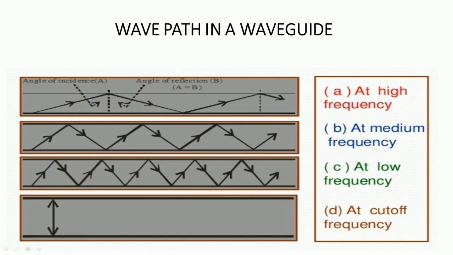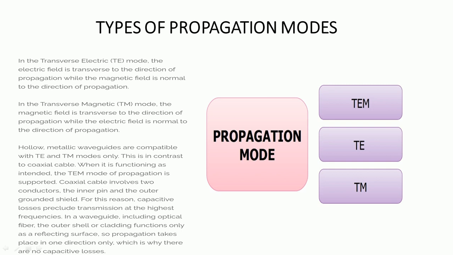This is a very clear part of the analysis: this is the angle of incidence and this is the angle of reflection. At this point it is getting reflected. So at high frequency, how the wave travels, at medium frequency how the wave travels, at low frequency how the wave travels, and at cutoff frequency the wave motion stops or ceases. And this is a very clear diagrammatic representation of the wave path in a waveguide section.